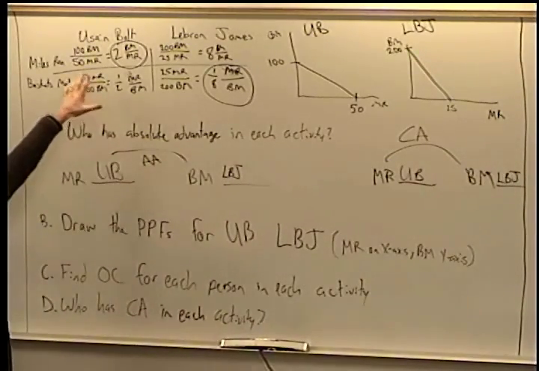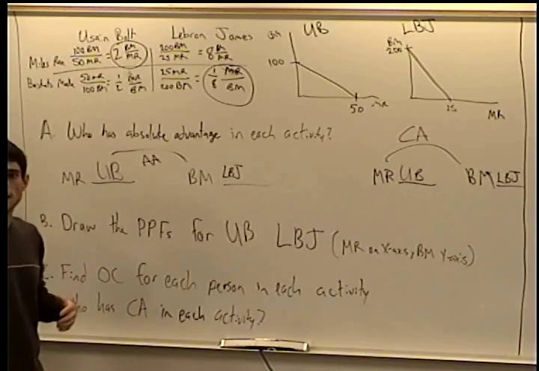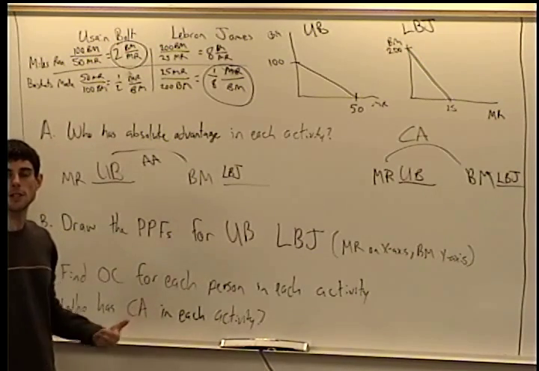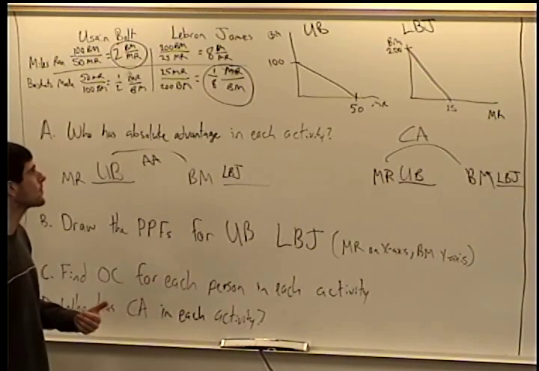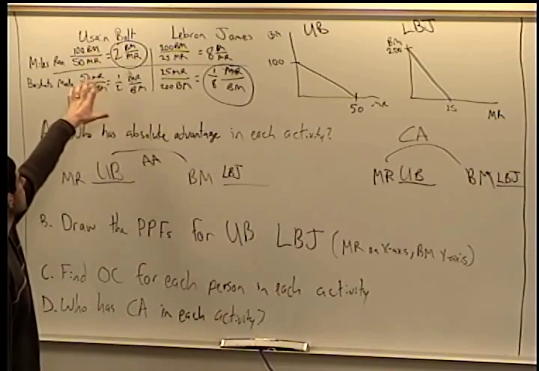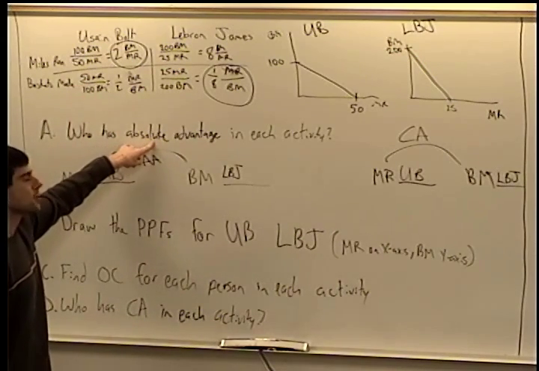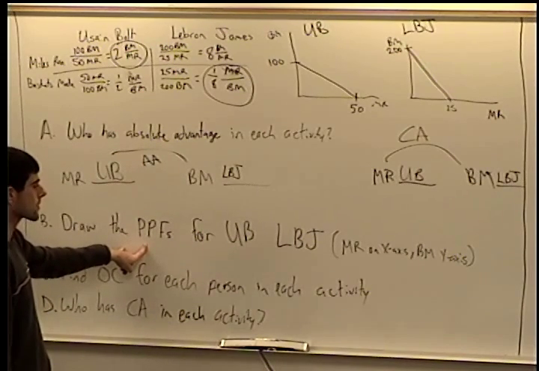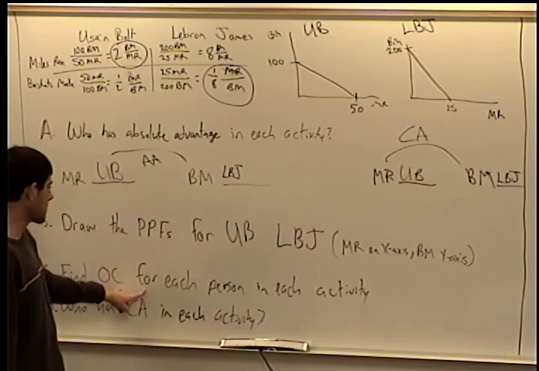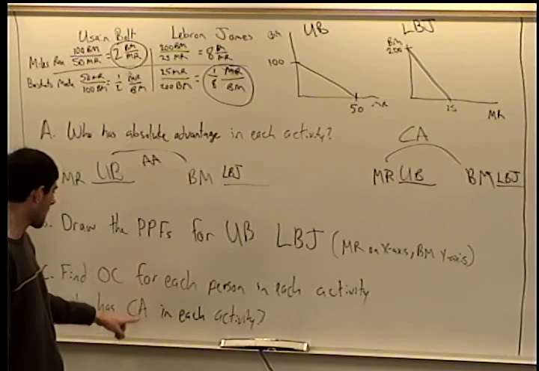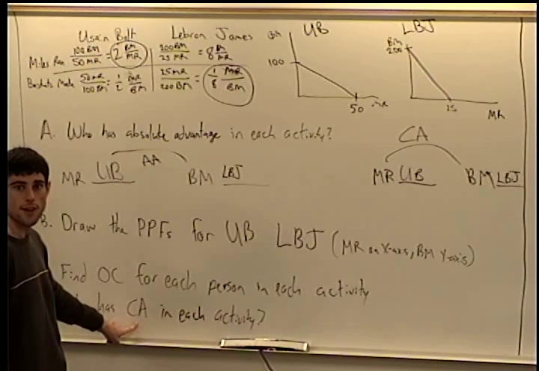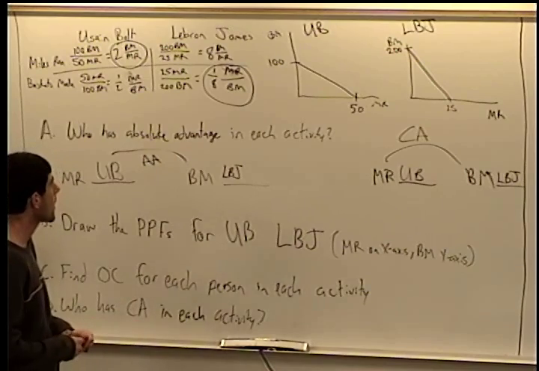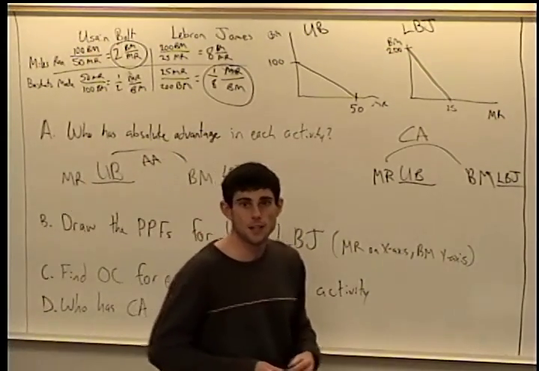So overall, if I give you a list of how much each person can do in a certain amount of time for each activity, you can go through and you can find who has the absolute advantage. You can draw the production possibilities frontiers. Can you find the opportunity cost? And then lastly, understanding comparative advantage. And that completes our opportunity cost exercise.